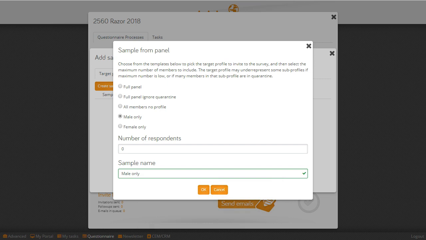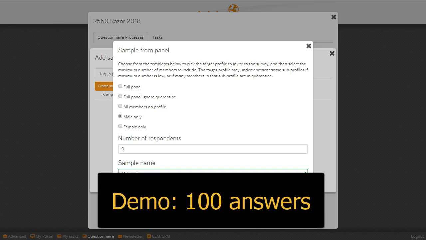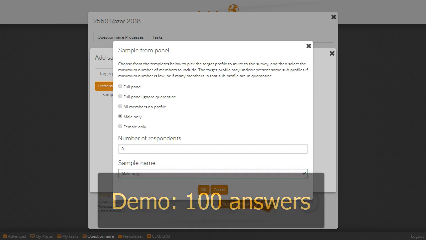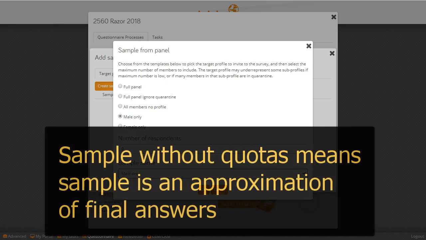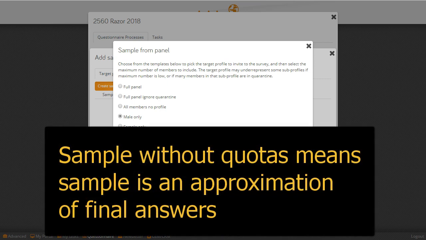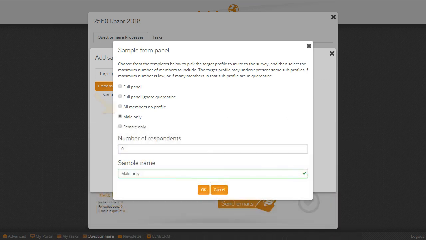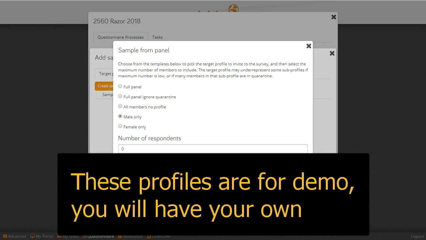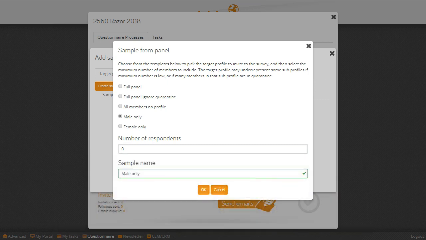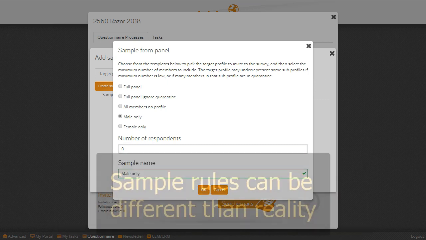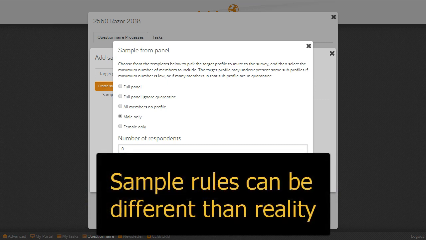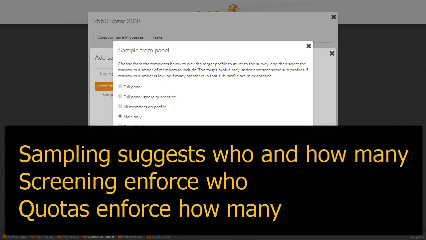In our Razor survey, we want approximately 100 answers from males only. At this time, we are not interested in enforcing it through quotas, so it is an estimate based on the number of invitations we send out. First, we will pick the male only. This is a profile we already prepared that will only sample from the men among our members of our panel. Since we are screening for men in the questionnaire, it makes sense to only send out to men, although just because someone said they were male doesn't mean they will also answer they are male this time, thus we keep the screening question in the survey.